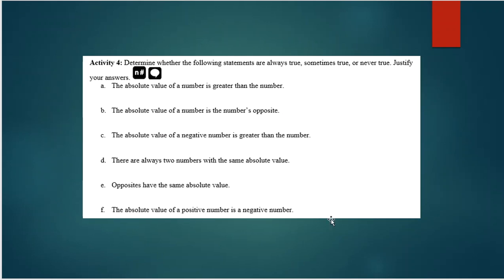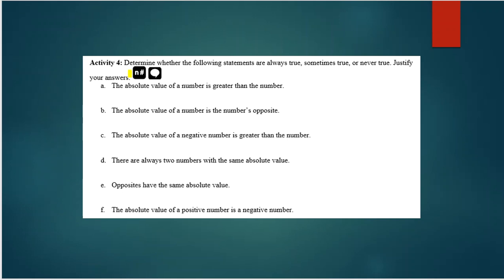Okay, so activity 4. I want you guys to go ahead and pause your video and do each of these questions on your own paper, and then push play once you've done that, and we'll go through them together. So go ahead and push pause, take a minute, work through these on your own paper, and then push play.